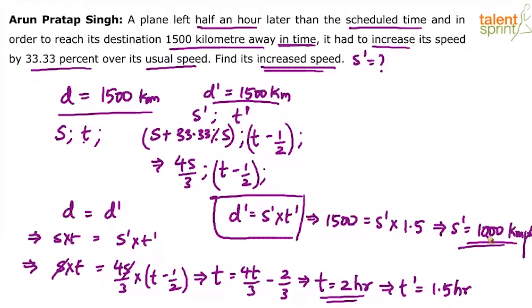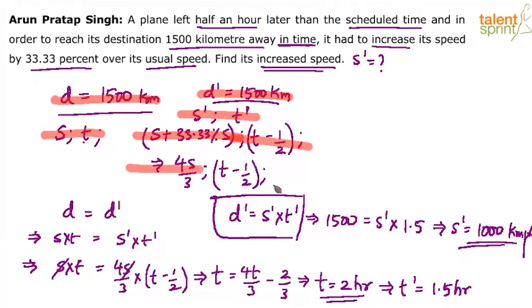So basically this is what has to be done to get the answer, but then cut down all the unnecessary steps. I mean, the solution is not as lengthy as you see it here, right? You don't have to write d 1500, d dash 1500, s t, s dash t dash, s plus 33.33% of s, t minus half, 4s by 3, t minus half. All this is a waste of time.